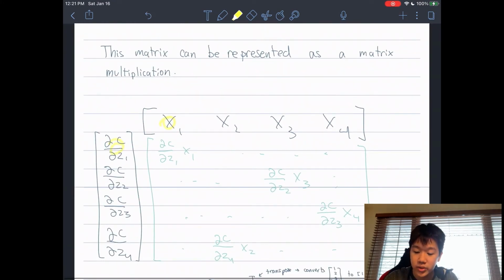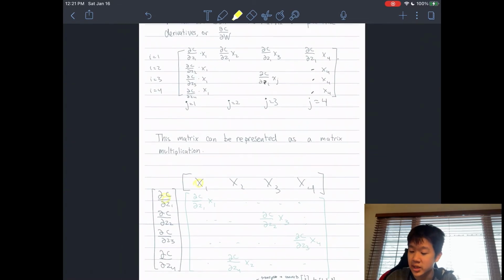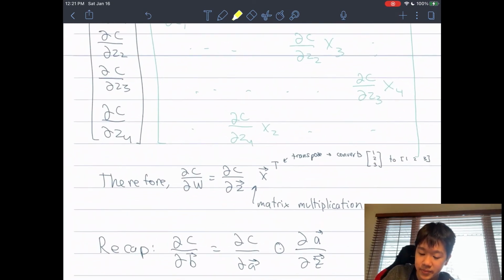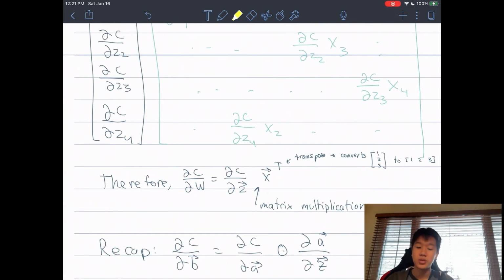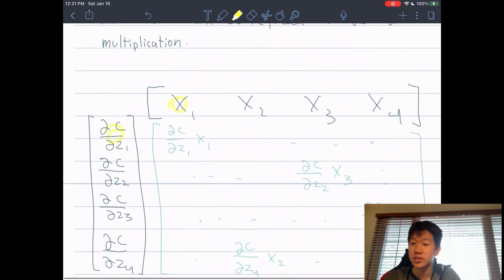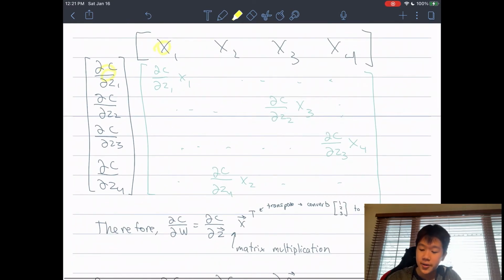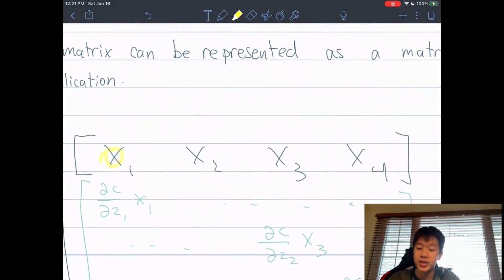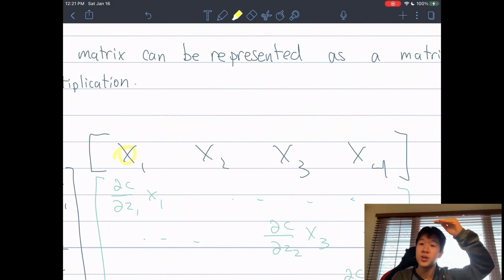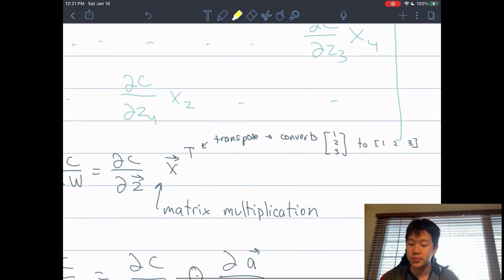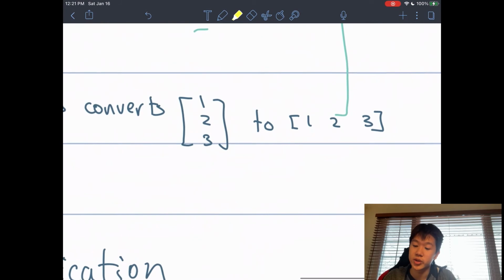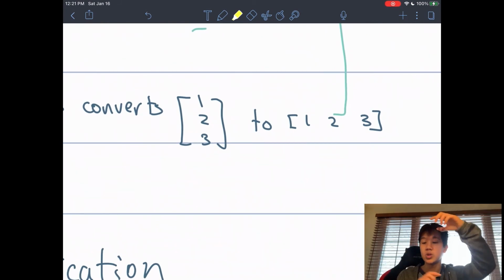And for example, here x3, and then del c over del z2 gives us del c over del z2 x3. And this is also what we want. So this is actually very nice. So therefore, del c over del w, the matrix, is going to be equal to del c over del z, the vector, matrix multiplied with the input from the previous layer transposed, because usually vectors are vertical. To make it horizontal, you just take the transpose. So del c over del z is matrix multiplied with the transpose, and comes, for example, to a vector 1, 2, 3 like this to 1, 2, 3 like this.